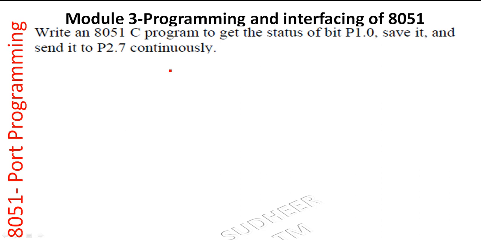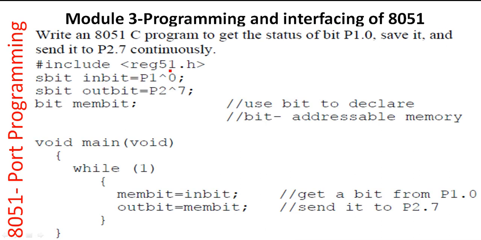I am not going to explain how it is done. I will just be showing the program. This is the program. Single bits are declared here. P1.0 and P2.7 are single bits. See here the difference: sbit is used here. Bit will be from our internal memory. Why is sbit, single bit, used here? It's because of the port. This is from internal memory.